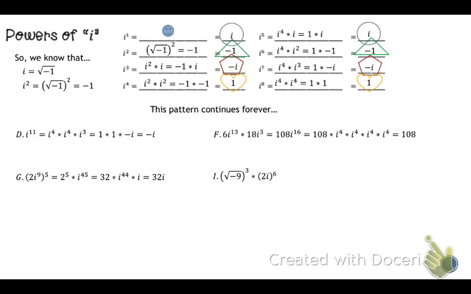Okay, this one. I know that the square root of negative 9 is 3i, so I want to do that first. And then I can do my exponent part, so that's going to be 3 cubed times i cubed times 2 to the 6th times i to the 6th. Well, that's 27 times i cubed times 64 times i to the 6th, which is 1,728 i to the 9th, which is i to the 8th times i, which would be 1,728i.